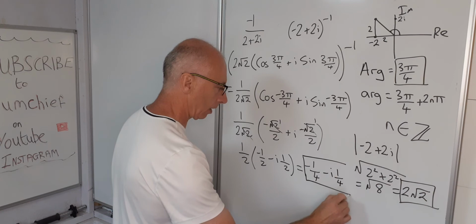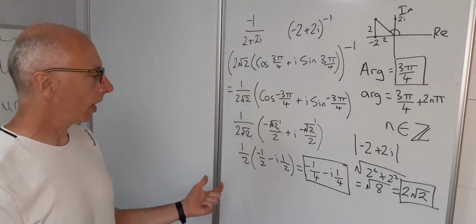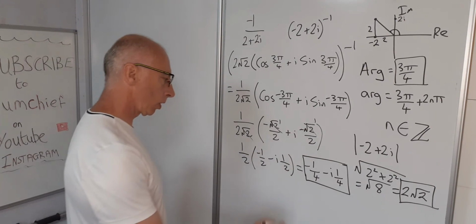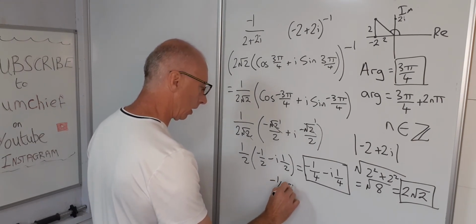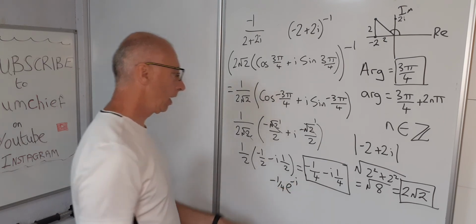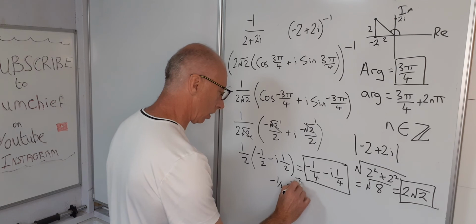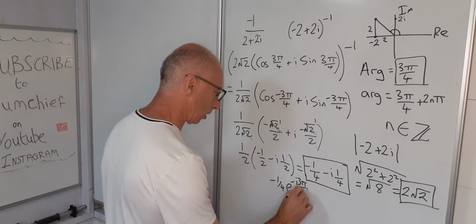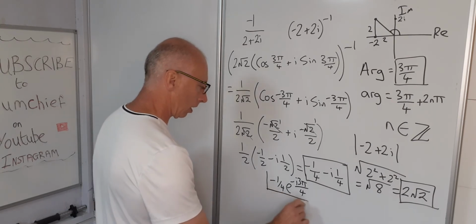That is our answer in Cartesian form. Now if we want to write it in polar form, what we could write is -1/4 e to the minus I, and then the angle is -3 pi over 4. And that would give us our answer in polar form.